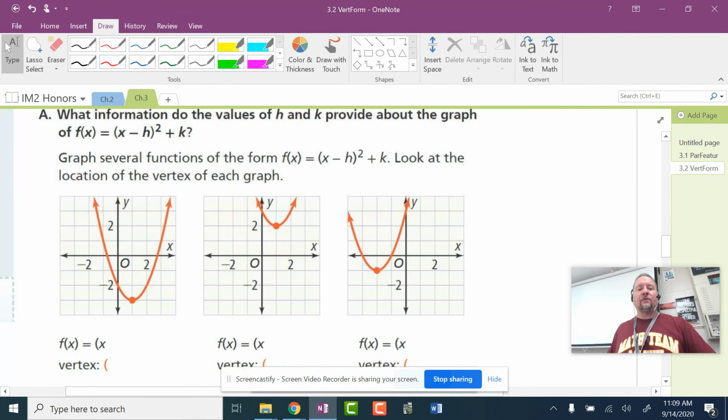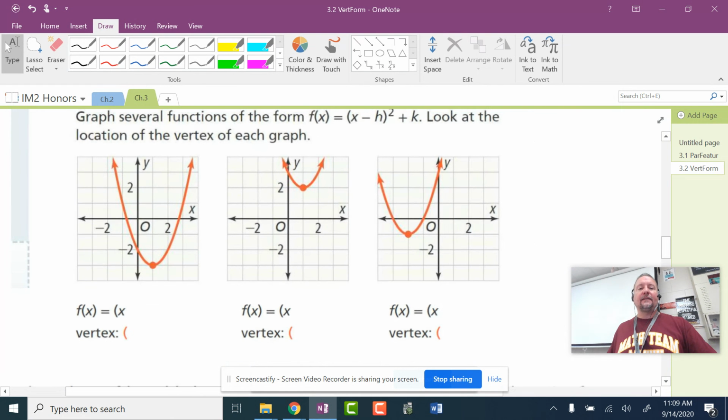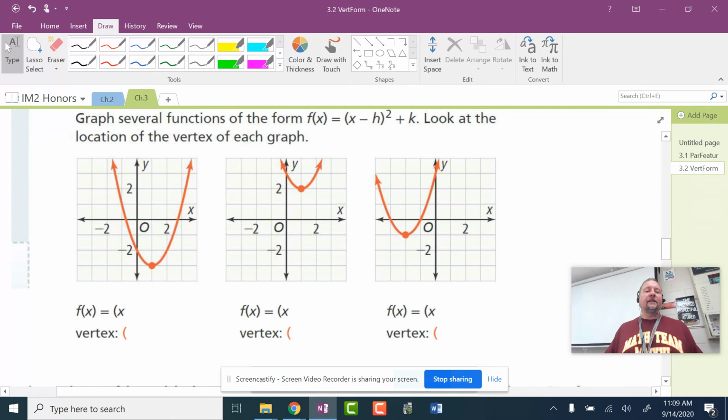Okay, here's the first one. Feel free to write these down real quick. This is from a picture. Can you come up with an equation? By the way, they started off easy. These are all 1 as an A value, so you don't have to worry about an A value. You will later in the last example.